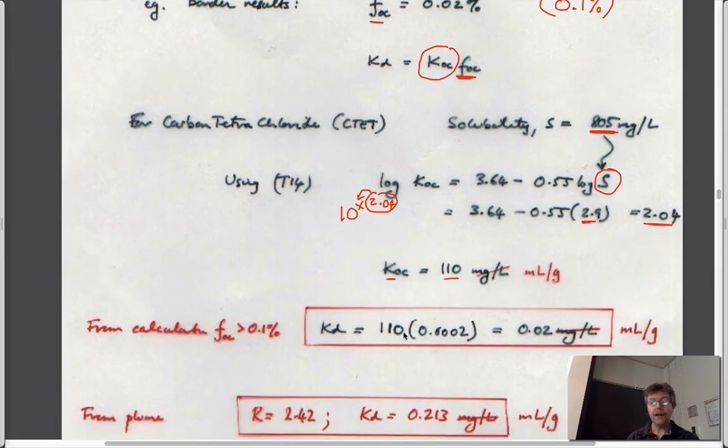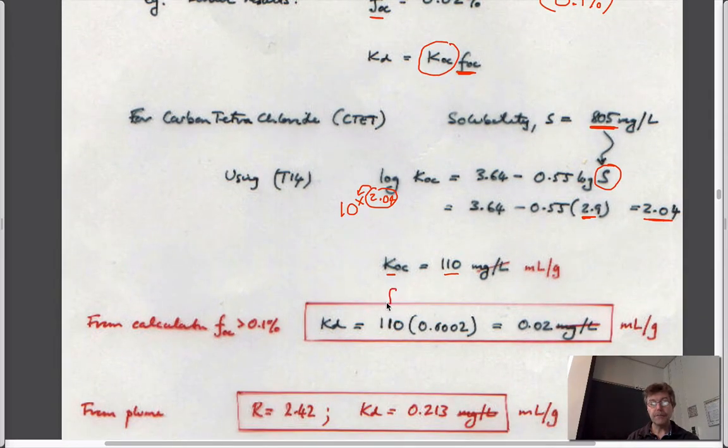And if we multiply 110 milliliters per gram by the fraction of organic carbon, these are the two components, we end up with a distribution coefficient of 0.02 milliliters per gram. So again, being a little bit careful, sometimes not so careful, to be straight with the units we use.